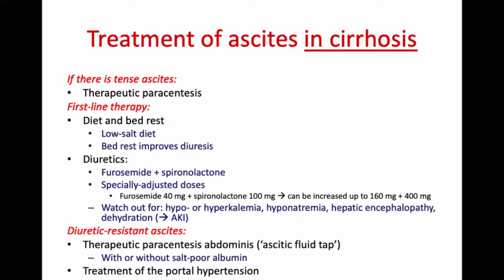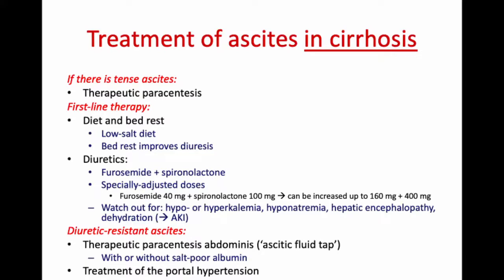Next, we use diuretics. Basically, we use furosemide and spironolactone in special adjusted doses. We use furosemide 40 milligrams once a day and spironolactone 100 milligrams once a day, not BD or TDS, just once a day. The reason for this ratio is that the hypokalemic effect of furosemide and the hyperkalemic effect of spironolactone are balanced by this ratio.